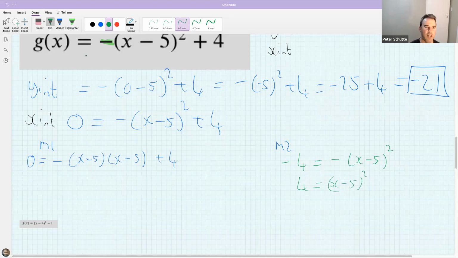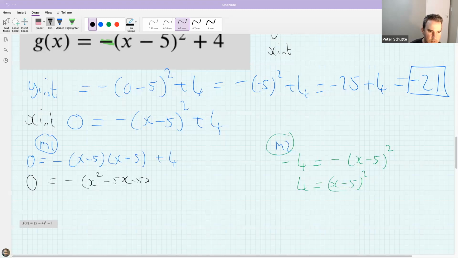I'm not sure. Tell me in the chat, say M1 if you are doing it this way, and say M2 if you're doing it that way. Okay. All right. I'll show you we get the same answer both ways. So I'm going to leave the minus in front, and this is going to be... I'll give you a bit more time.